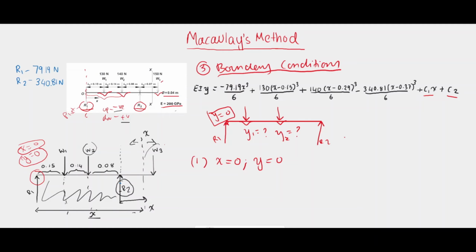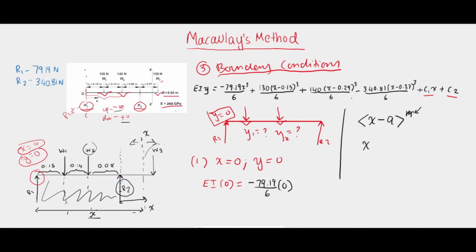So we can put y as 0, and we can also put x as 0. So minus 79.19 over 6 of 0. But before we write the rest, there is something very important that you must know about Macaulay method. As you know, Macaulay method uses singularity functions in the form of (x minus a) to the power of n. Since we're using point loads, the n's are 1, so we can neglect this at the moment.